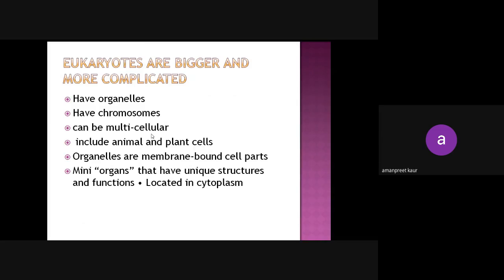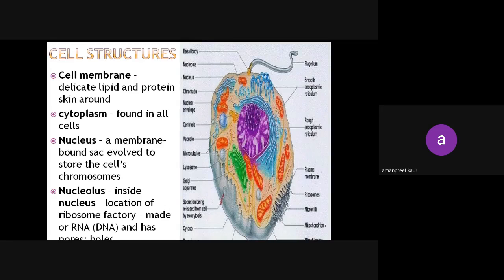These can be multicellular and it includes animals and plant cells. Membrane-bound cell parts are there, and mini organs, they form organs and they are located in the cytoplasm. So here is the structure of a eukaryote cell and there are different parts of the cell.